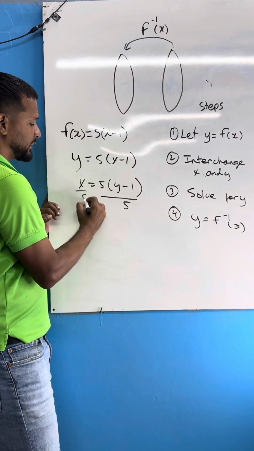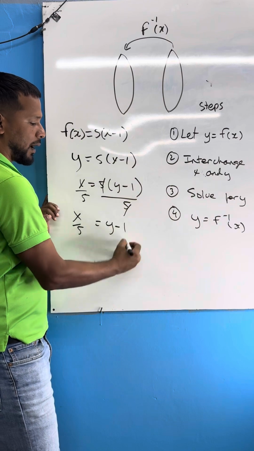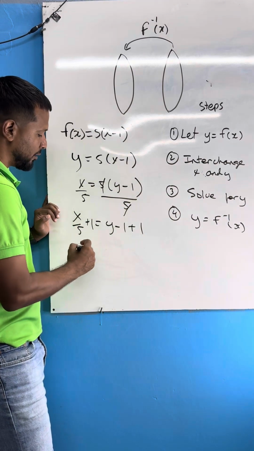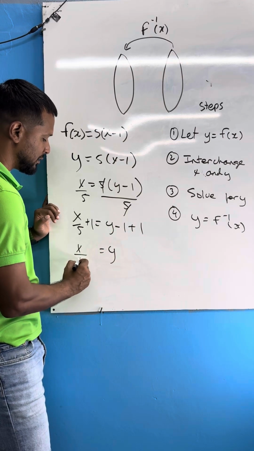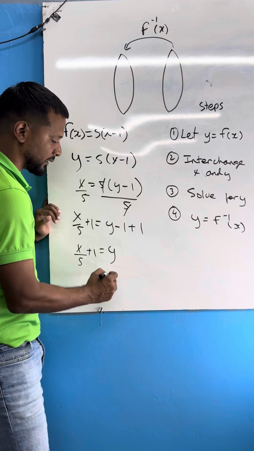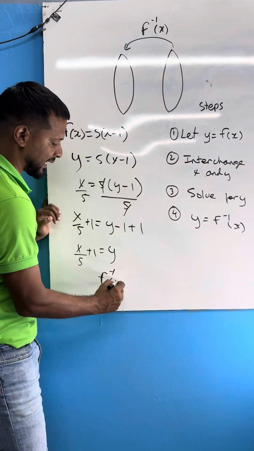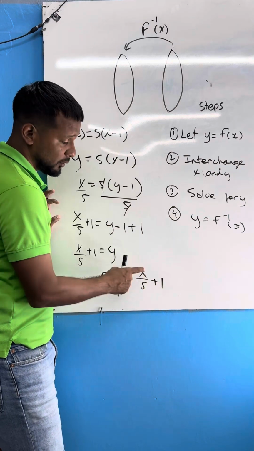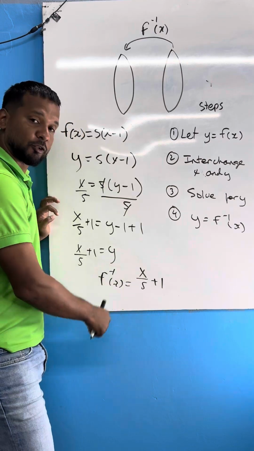So I'll divide both sides by 5. So I have x on 5 is equal to y minus 1. Then I'm going to add 1 on both sides. This will cancel. I'll get y is equal to x on 5 plus 1. And now we have the last step, f inverse of x is equal to x on 5 plus 1. So $10 on 5 is 2 plus 1 is 3. So we got 3 doubles.